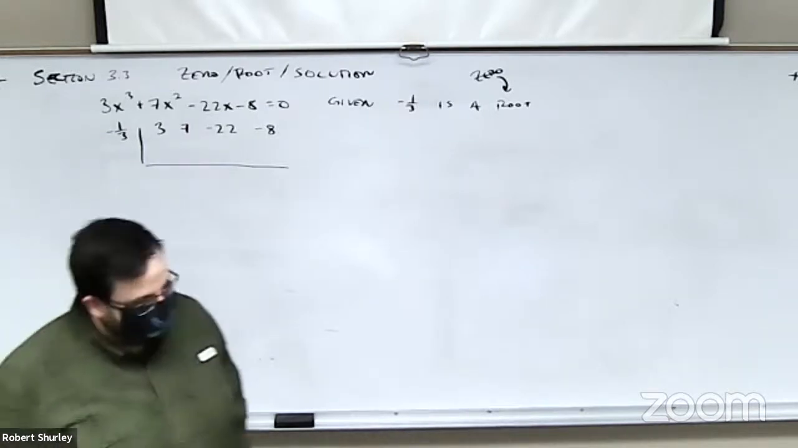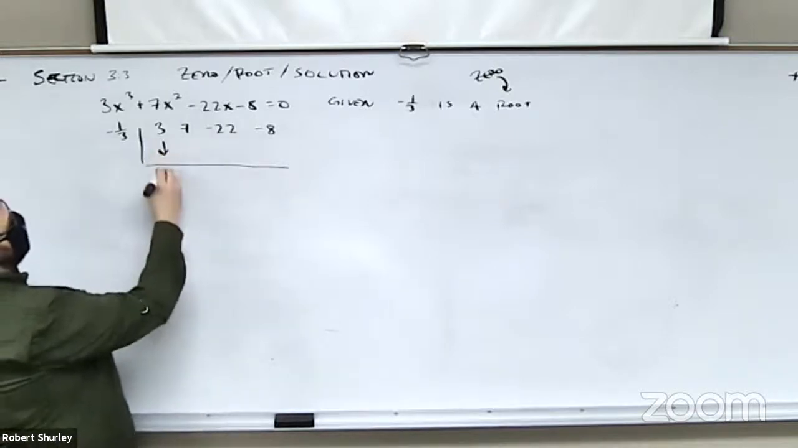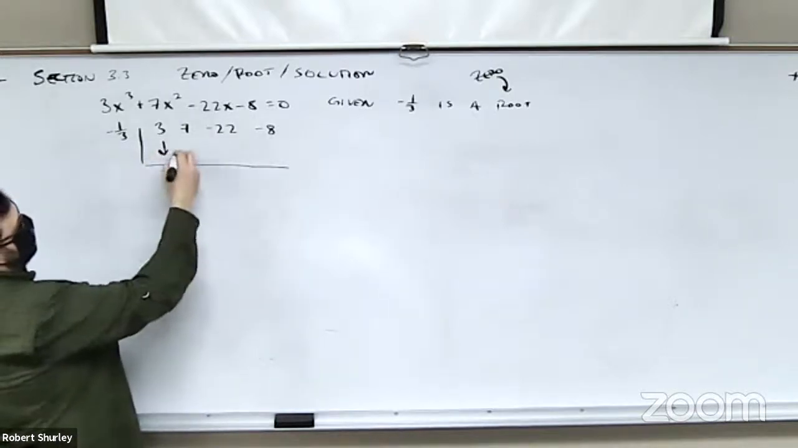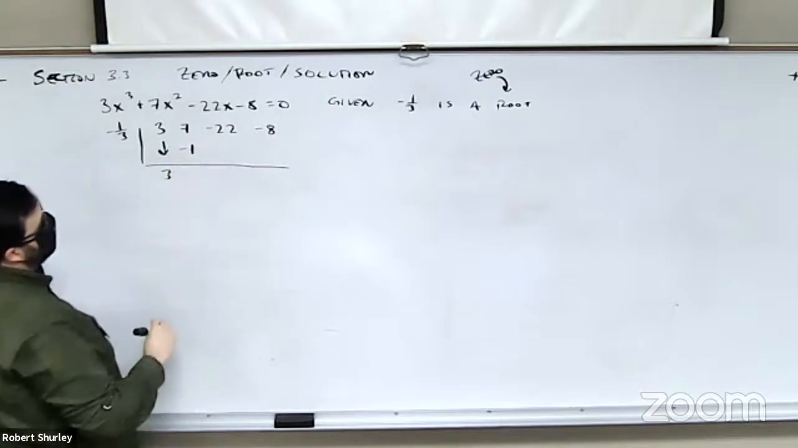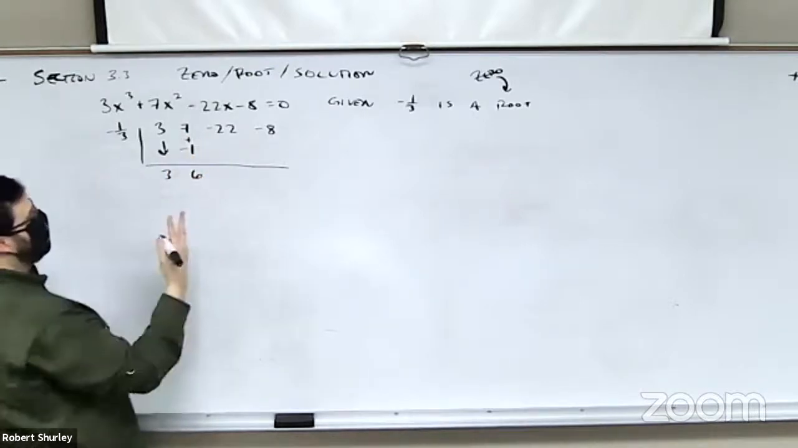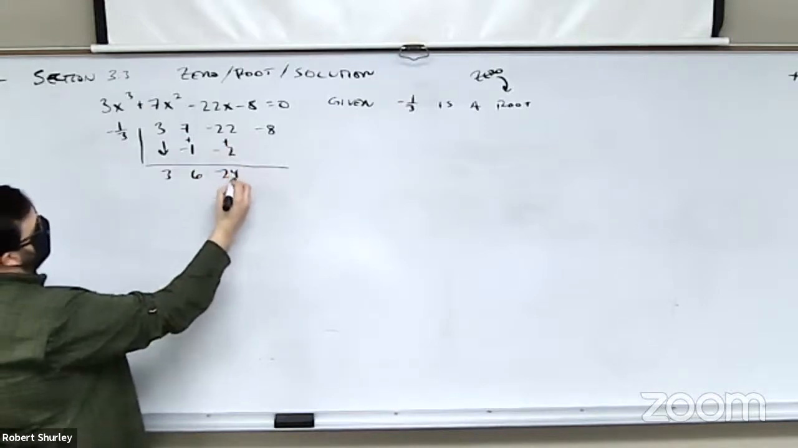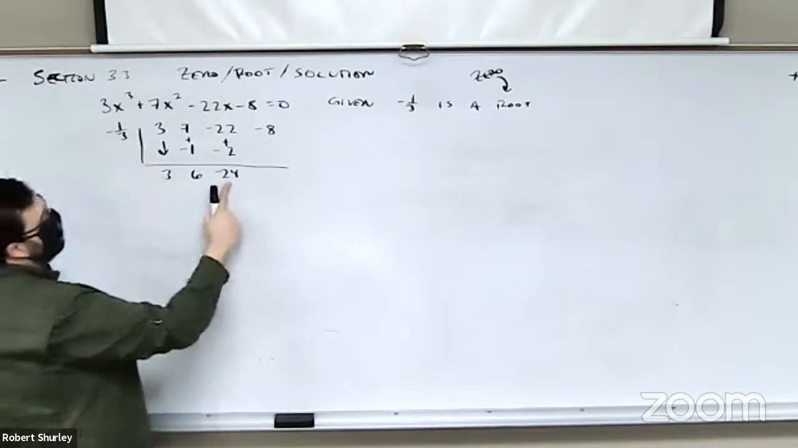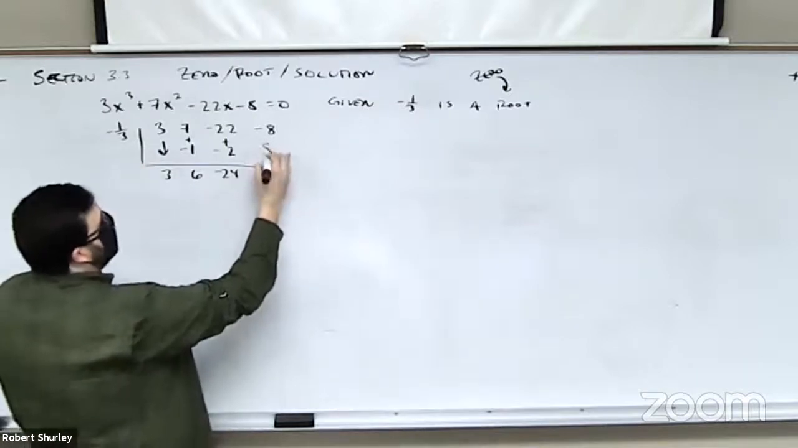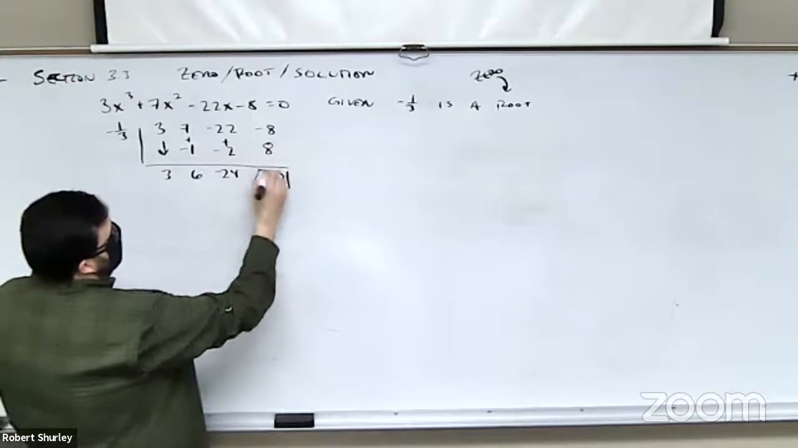And then I might have to crack my calculator if I'm not comfortable with fractions. Bring the 3 down. 3 times 1/3, that's just 1. That's -1. Add this, we get 6. 6 times 1/3 is 2. It's going to be -2. Add that, we get a -24. Times 1/3, well, 1/3 of 24 is 8. It's positive because it's 2 negatives. So we wind up with 0.